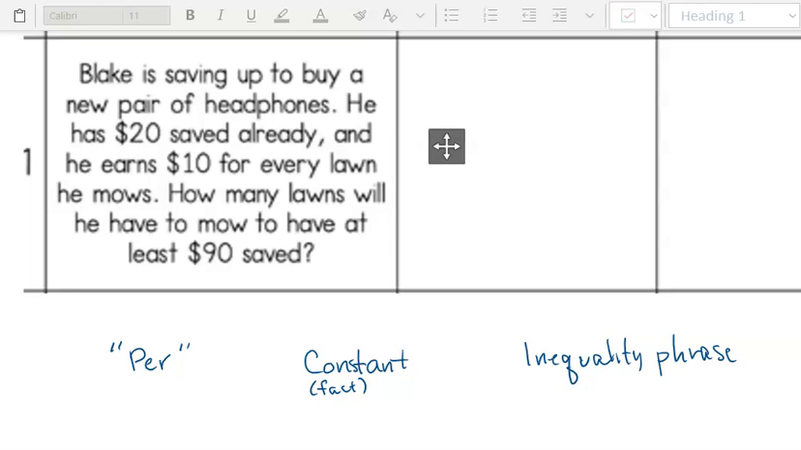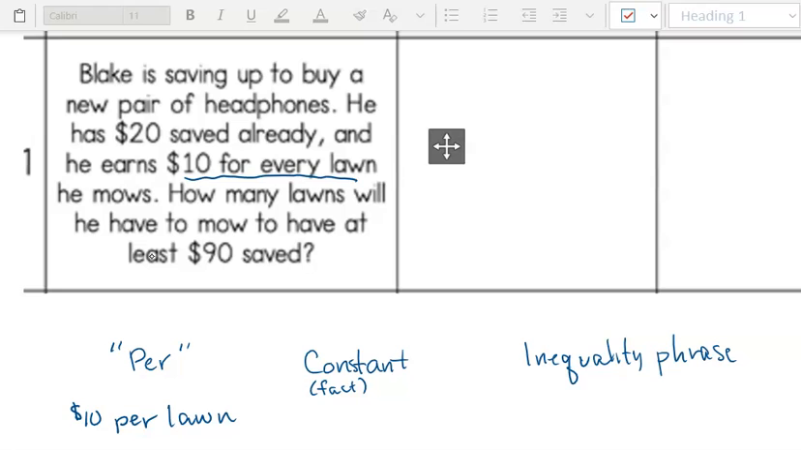So the per phrase, this one doesn't have a per in it, but you're looking for the number where you could change the phrase that comes after it or before it to something like per. So $20 saved already, we can't really turn that into a per, but $10 for every lawn, I could say $10 per lawn. So this would be our per phrase for this one, because I can change that to $10 per lawn.